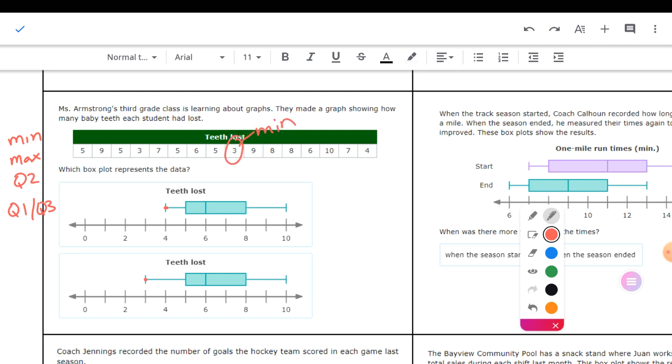So that means it would have to be that one, because that one has our minimum of 4. That right there is what knocks us out. So on those ones, it's that easy. Okay, like I said, I gave you the hardest one first.